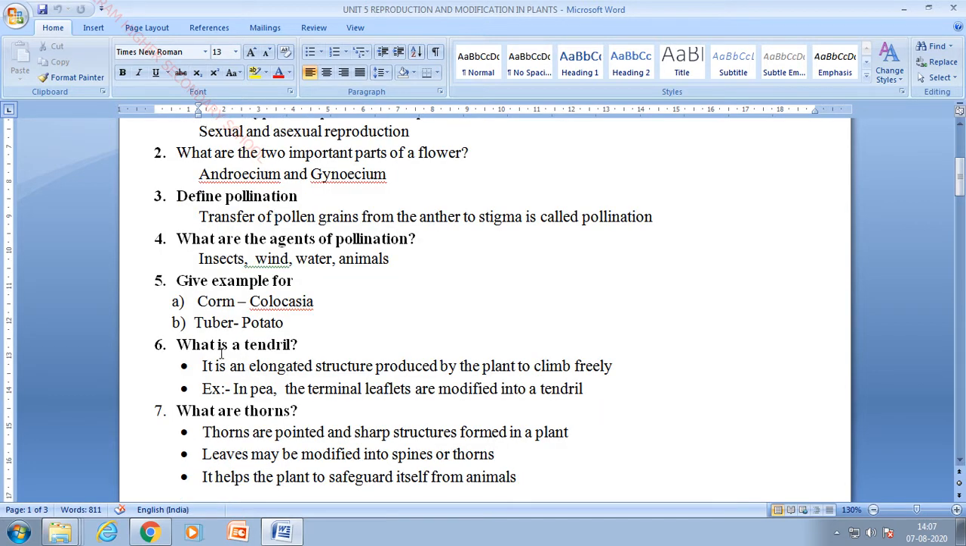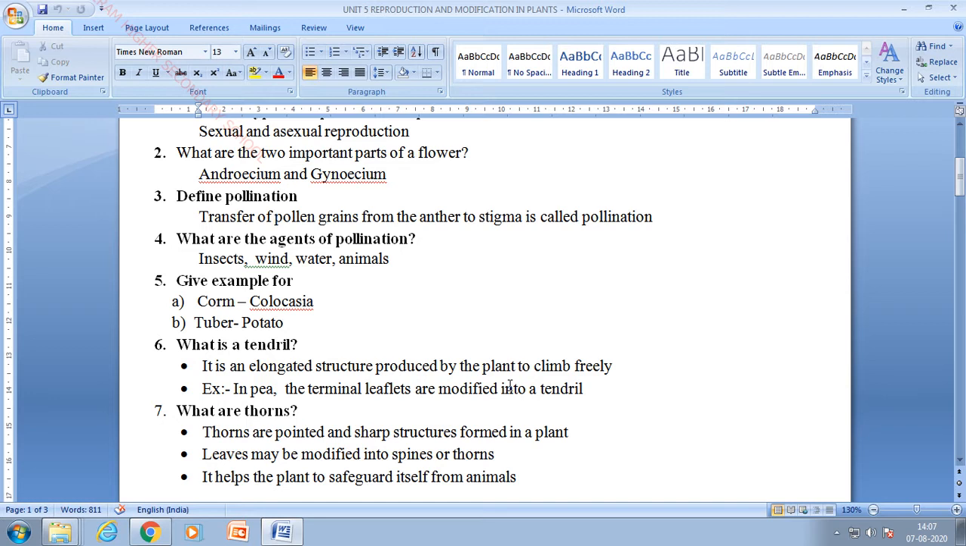What is a tendril? As the sixth question. Tendril is an elongated structure. What do you mean by elongated? Prolonged structure. It is like a stem or an elongated structure produced by the plant to climb freely. For example, in the pea plant, the terminal leaflets are modified into tendrils.